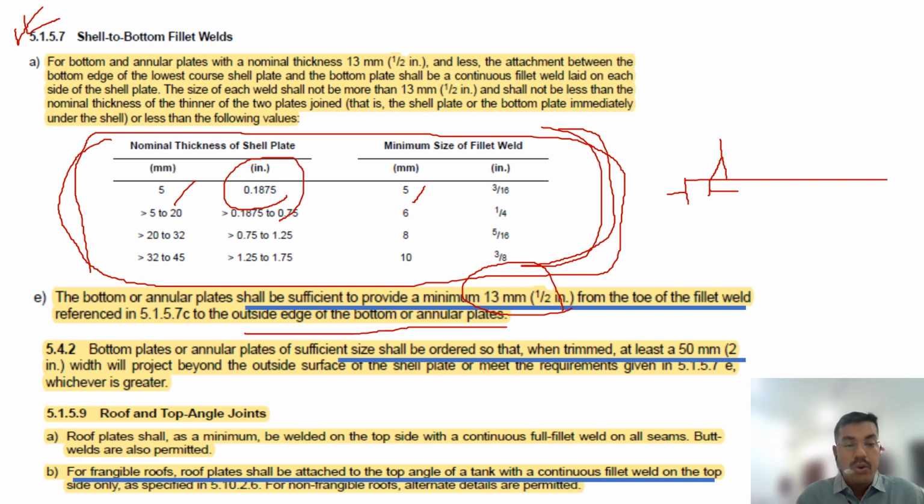Okay. Roof and top angle joints. For frangible roofs, roof plates shall be attached to the top angle of the tank with a continuous fillet weld on the top. What is a frangible roof? Do you know that frangible roof? Frangible roof is something which is welded with the shell plate, one-sided fillet welded. Okay, this is done usually to give extra strength for the bottom plate. Usually what happens? Let's say this is the bottom plate and this is the shell plate. We are doing welding here. Some time, due to stress or something, this stress will happen at the bottom plate and shell plate joint, and here some crack can occur.